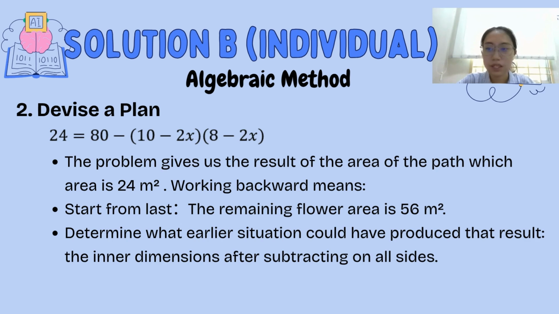Next, let us devise the plan. The problem gives us the area of the path, which is 24 meters squared. Working backwards means we should start from the last. So we have the remaining flower area of 56 meters squared, and we should determine what earlier situation could have produced that result, which is the inner dimensions after subtracting on all sides.